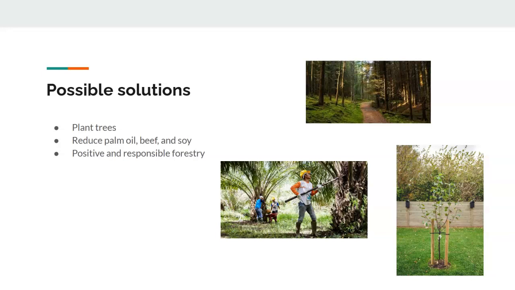Reducing illegal logging. Enforcing and strengthening laws against illegal logging helps prevent the unauthorized harvest of trees, which is a significant contributor to deforestation. Implementing technology, such as satellite monitoring, can enhance transparency and traceability in the timber supply chain. Another way is forest management plans.